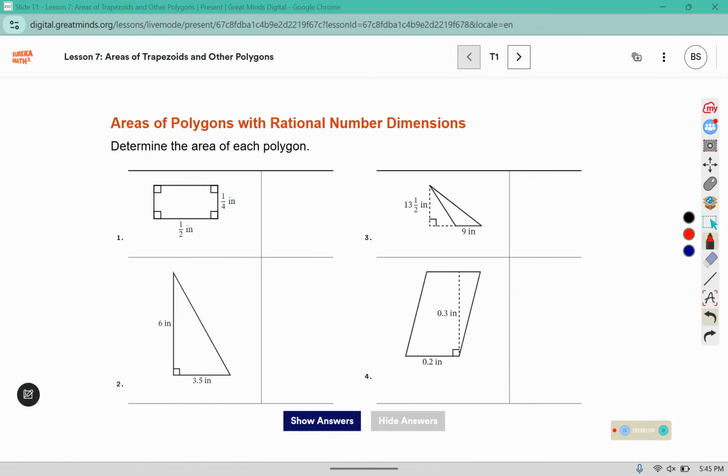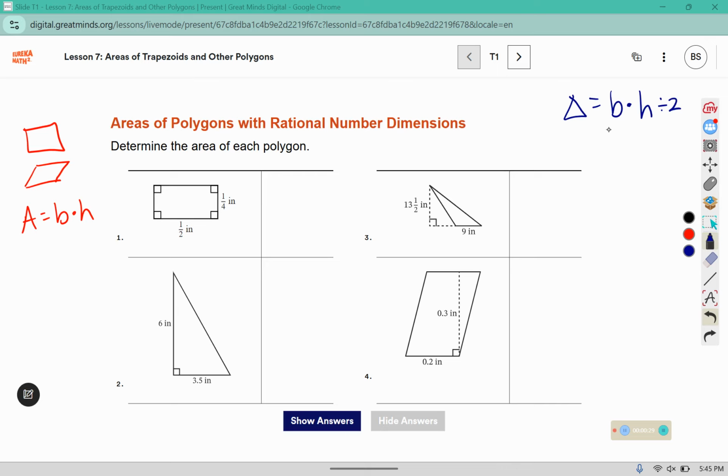Determine the area of each polygon. Remember, for rectangles and parallelograms, we use the formula A equals base times height. For triangles, however, triangles are half of rectangles or parallelograms. So we use base times height divided by 2.